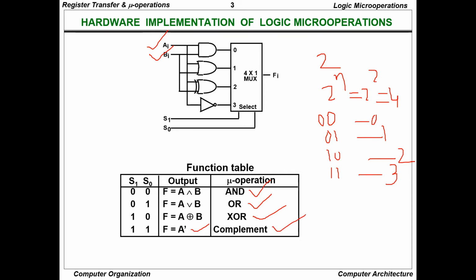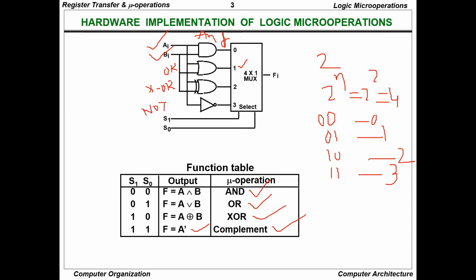If you observe carefully here, for AI, BI, which logic gate have we taken? We have taken logical AND. For the second one, that is for bit 1, we have taken the logical OR operator. For the third one we have taken the XOR operator, the XOR gate, and for the fourth one we have taken complement, that is NOT.